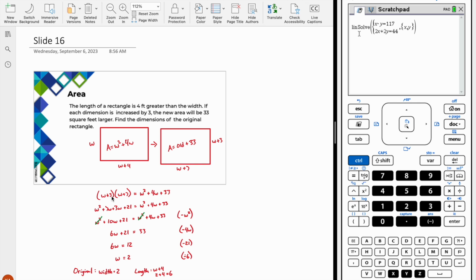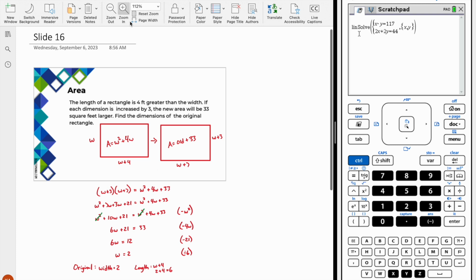Now, we are in the process of comparing the two against each other. The first thing that we need to do is find what our old area would be, in this case w squared plus 4w, and we add the 33. We have the additional 33 because the new area will be 33 square feet larger. We set that equal to w plus 7 times w plus 3.